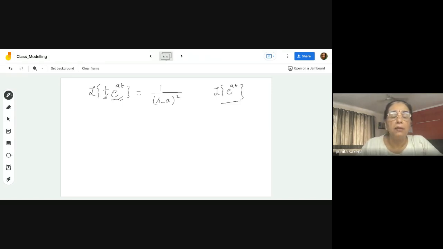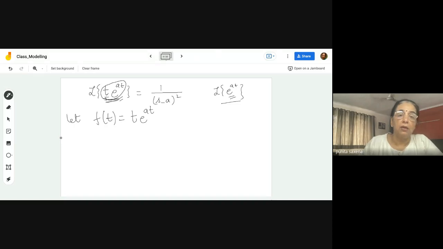The moment I look at this function, what I see here is that this is actually nothing but a derivative of e to the power at, not exactly derivative, but if I just use this product somewhere. See what we do in this case is whatever Laplace transform we have to find, we assume that as our function, ft as t e to the power at. Now if you just look at this function, it's obvious from here that f at 0 is 0.